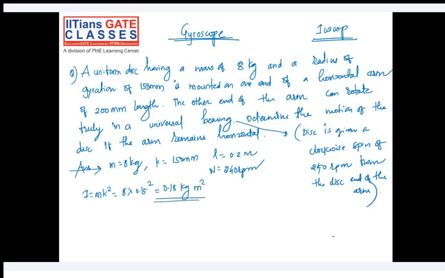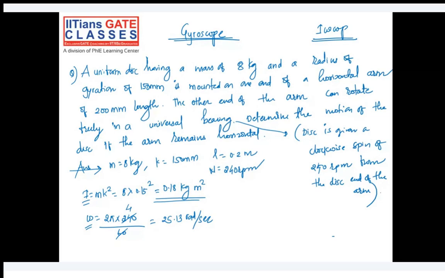Omega is 240 rpm, convert into radian per second. 2 pi into 240 divided by 60. It will be around 25.13 radian per second. Okay, so you got I, you got omega. Omega p is not known, but think on this question, what they are asking you.